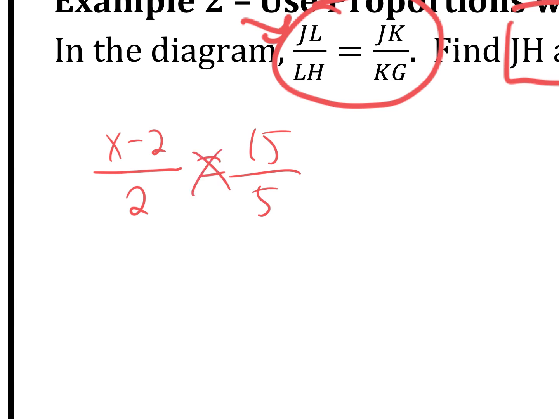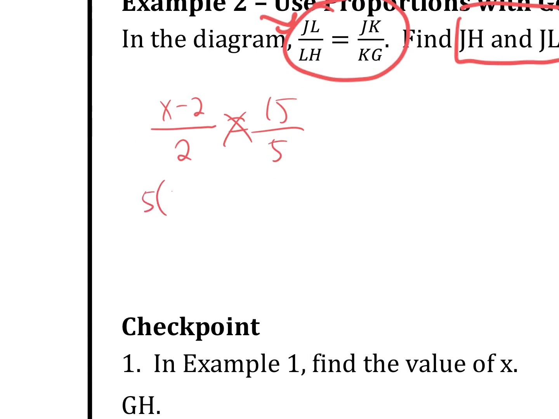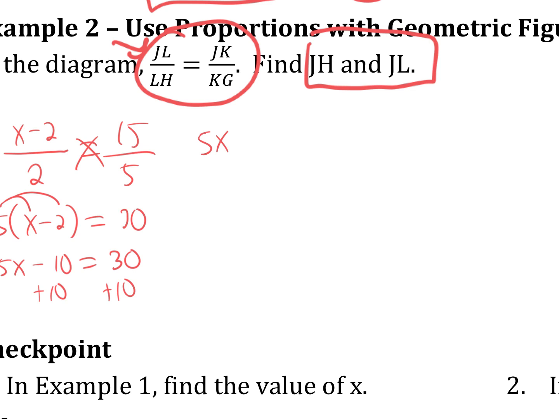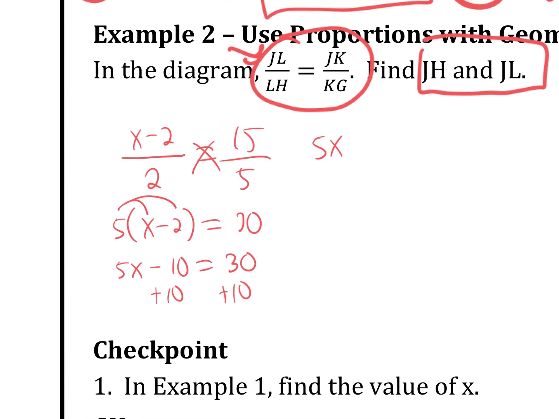We cross multiply. So we're going to do 5 parentheses times X minus 2. What's 2 times 15? That is 30. Now we're just solving. We're going to distribute. So 5 times X is 5X. 5 times negative 2 is negative 10 equals 30. Solve for X, we add 10 to both sides. So we get 5X equals 40. Divide by 5. We get X equals 8.